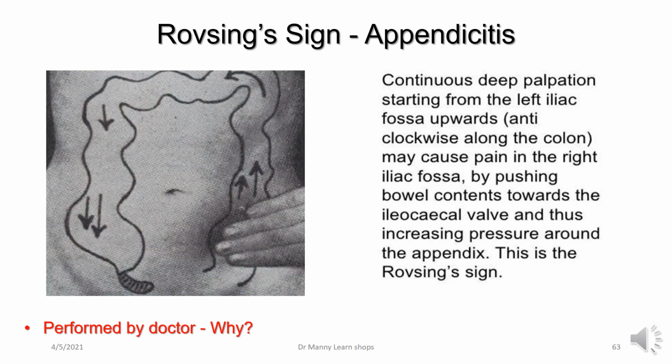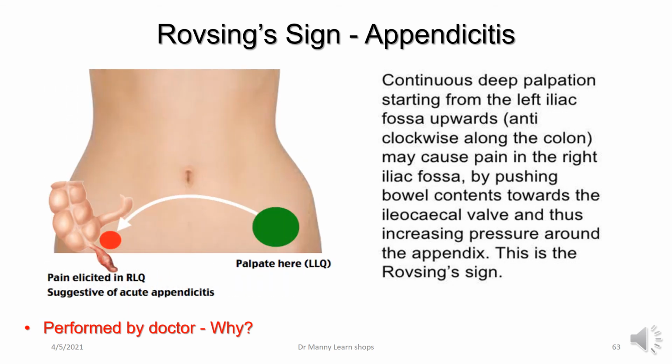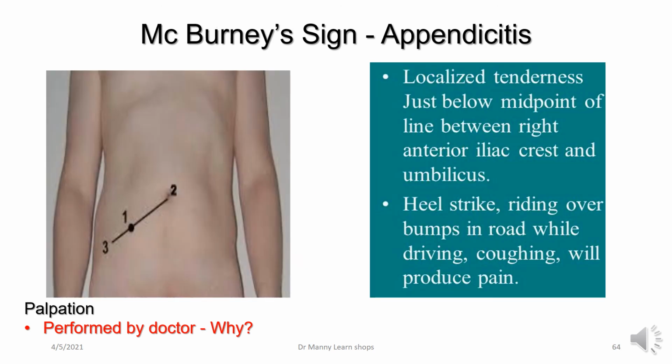There it is there, pressing in the left iliac fossa, and it generates pressure in the right iliac fossa. Rovsing's sign. Palpate in the left lower quadrant. It causes pain in the right lower quadrant. This is suggestive of acute appendicitis. Rovsing's sign.